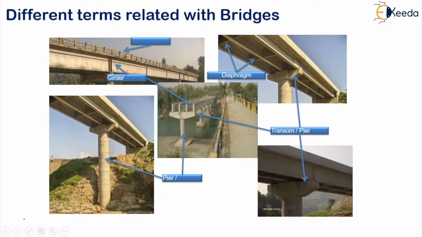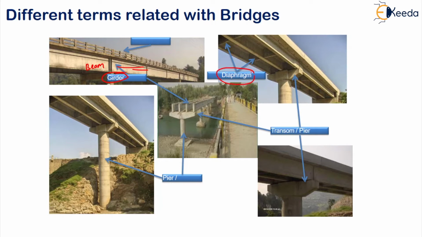To get started, you can see here this portion is called your girder, right? The vertical member throughout the length of your bridge, which will act normally like a beam, is called your girder.